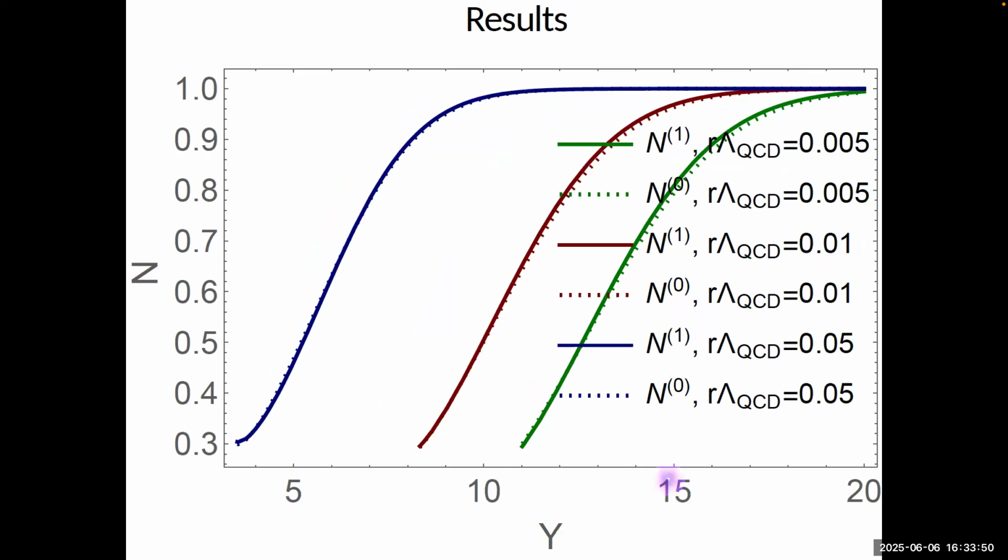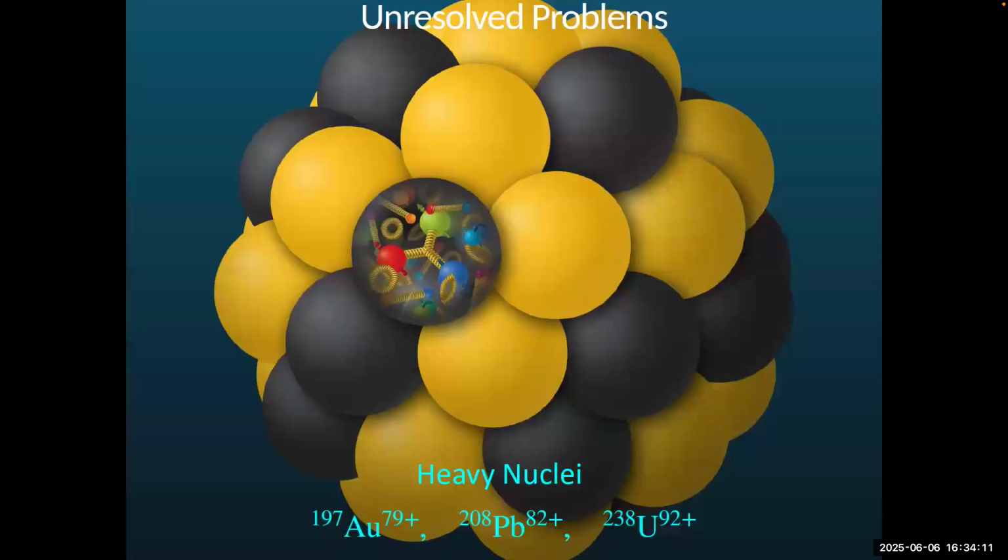So we see, for example, in all these plots, that the dotted line, which is the zero correction, and the continuous line, which is with the sum of the first and second corrections, are very similar. So the correction doesn't contribute too much. So that is what I wanted to show you.